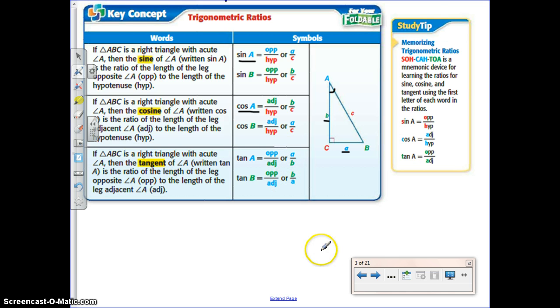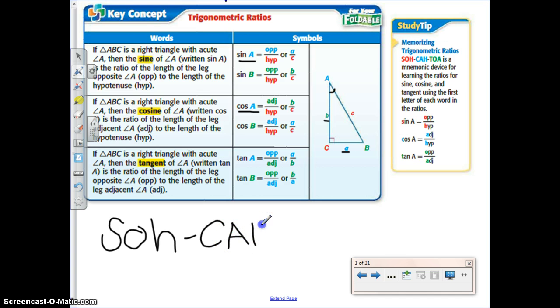And there's another way to remember this. If you look on the right here, this little study tip, a way to memorize this is SOHCAHTOA. So meaning the sine is written as opposite over hypotenuse. CAH for the SOHCAHTOA, and the C standing for cosine is equal to adjacent over hypotenuse. And lastly, TOA, which means the tangent is equal to the opposite over adjacent.